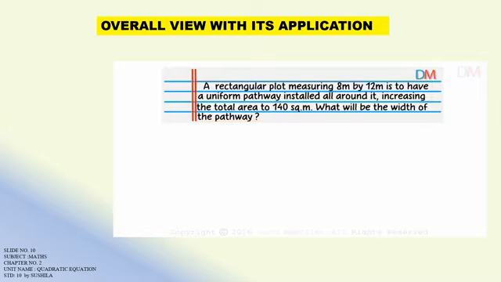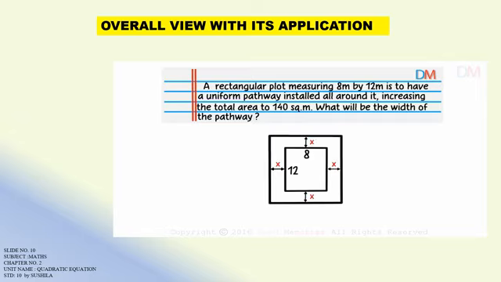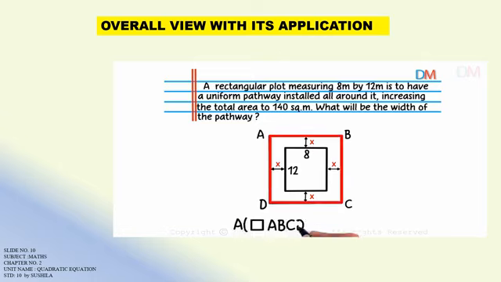Let's make our life easy with a diagram first. Let this be the rectangular plot which measures 8 meters by 12 meters. Now around it, we have a uniform pathway like this. And the area of this rectangle will now be 140 square meters. Let's call the resulting rectangle ABCD. The area of rectangle ABCD is 140 square meters.